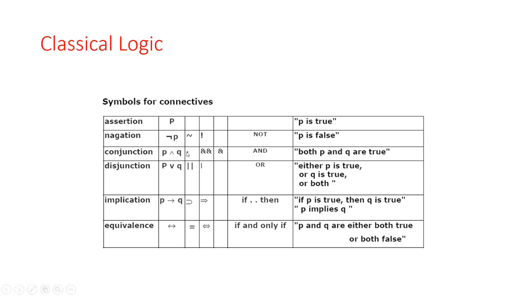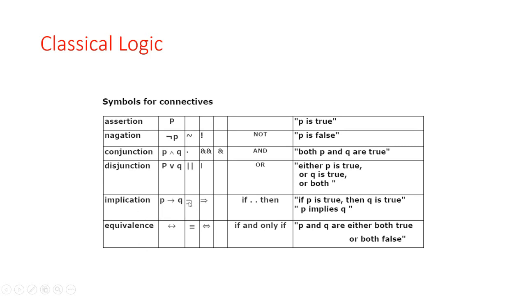This is the symbol for conjunction, the dot operator, or we can use the AND symbol. Both P and Q are true. Here we are using two statements, P and Q, and combining them by using the AND operator, or conjunction operator. For the disjunction, P or Q, this is the symbol for OR and this is also a symbol for OR: either P is true or Q is true, or both.